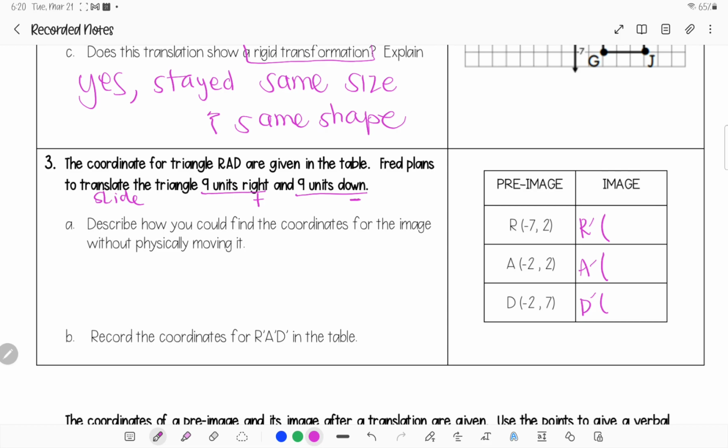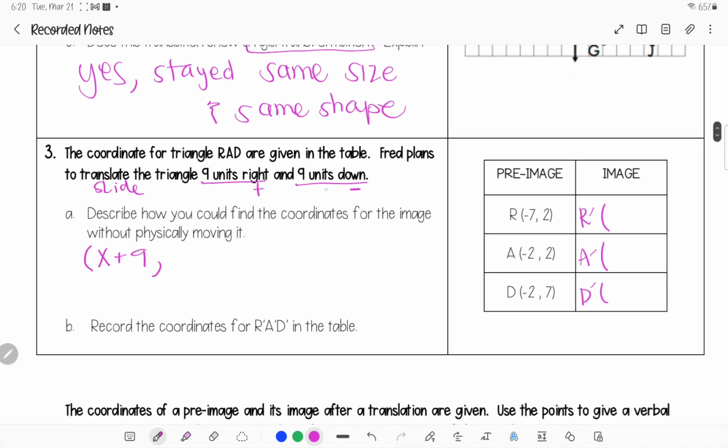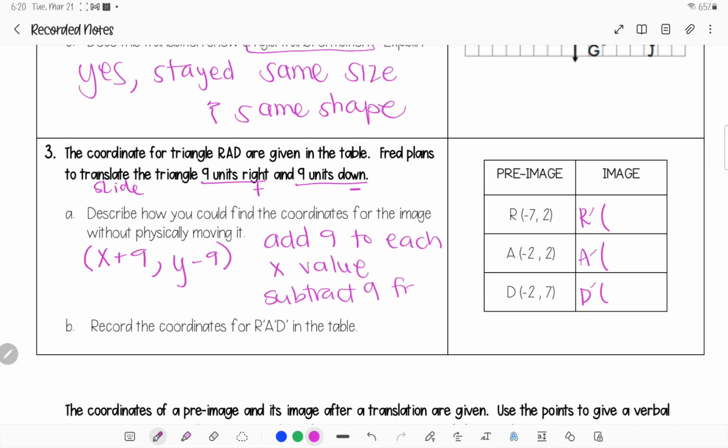So it says, describe how you could find the coordinates for the image without physically moving it. Well, algebraically, this says take each x value and move it 9 units to the right. So that's what that would look like. And then it says take each y value and go 9 units down. So in words, how to say this is not subtract. We're going to add 9 to each x value. And then we're going to subtract 9 from each y value, because that's what we're doing.